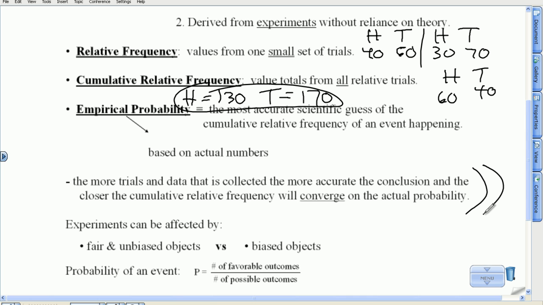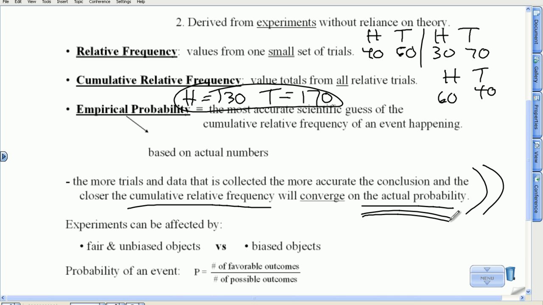All right. Notice, the closer the cumulative relative frequency will converge on the actual probability. So your cumulative relative frequency is not correct. It's going to get closer to correct the more trials that you have, but it is not actually correct.